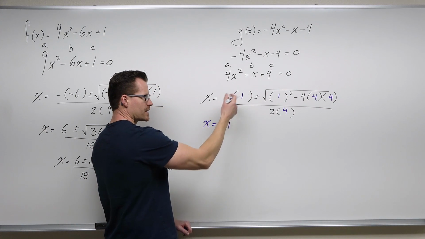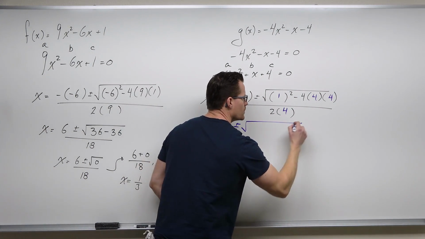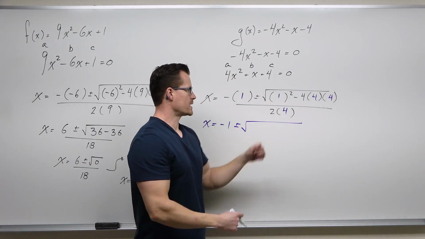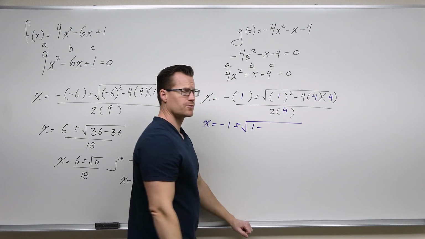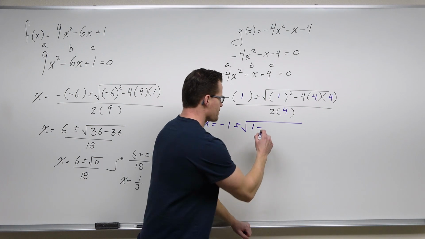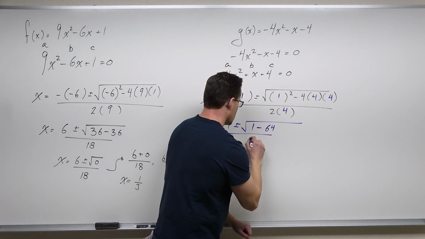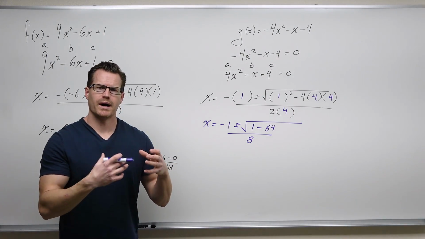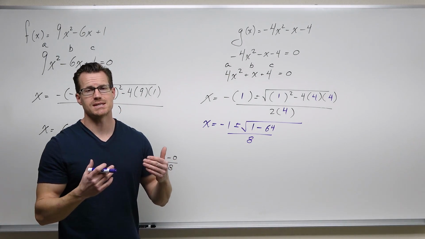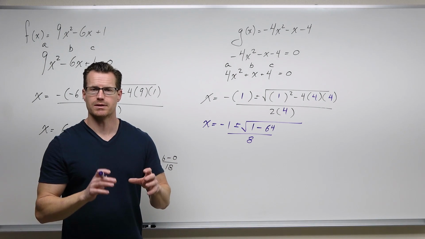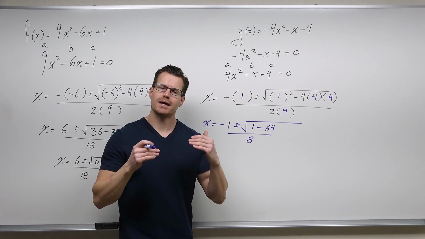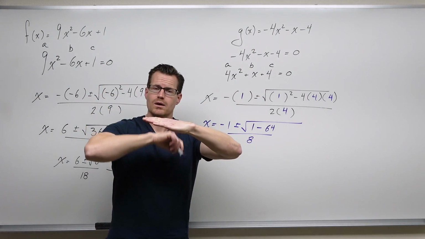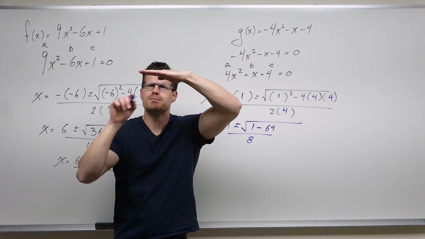-1, no problem. I know that's going to be -1 plus or minus the square root of, I know I'm going to be subtracting here because none of these numbers are negative. So when I square the 1, I get 1. I subtract 4 to the 3rd power is 64 over 8. And I'm going to be very careful. 1 minus 64 cannot be 63. It's -63. That negative is very important. It's the difference between your parabola, which is actually downward opening, crossing, and completely missing.